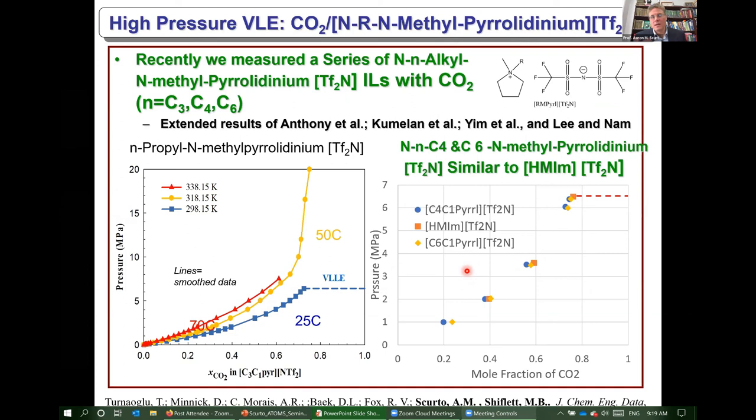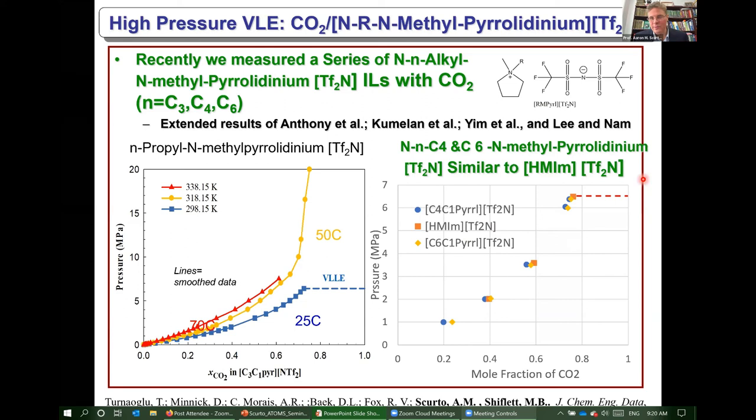More recently, you'll see some of these references are from 2008, 2009, but we've kept up some of this work and recently have looked at CO2 and methyl pyrrolidinium type ionic liquids, keeping the Tf2N anion constant and looking at C3, C4, and C6 alkyl groups off of the pyrrolidinium cation. And we see very similar behavior with the imidazolium class of ionic liquids, as you can see here at 70, 50, and 25 degrees. And here's plotted a zoom looking at the C4 pyrrolidinium, C6 pyrrolidinium, and HMIM Tf2N, which I showed on the previous slide. Very, very similar solubilities, very, very similar phase behavior.